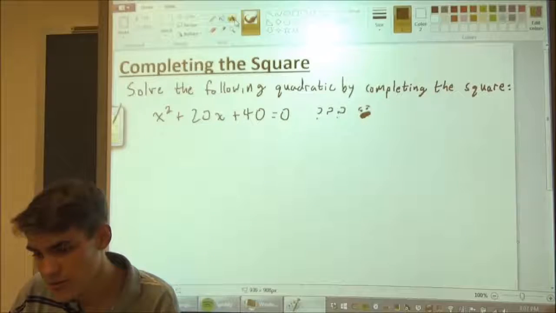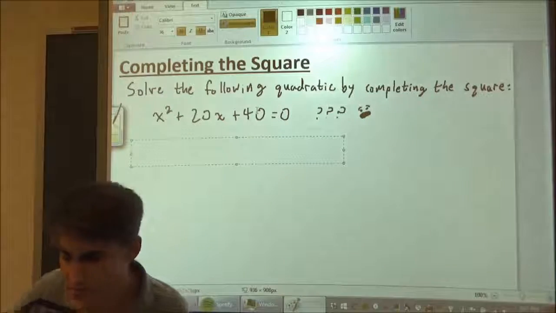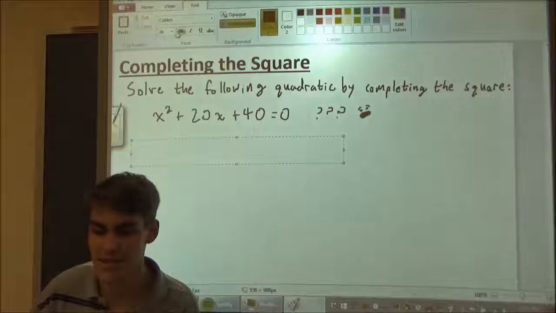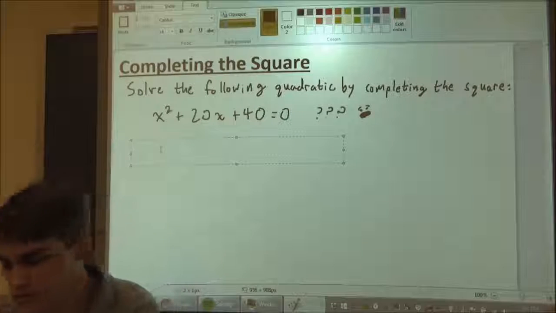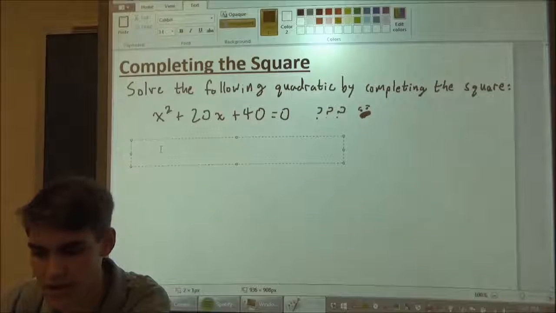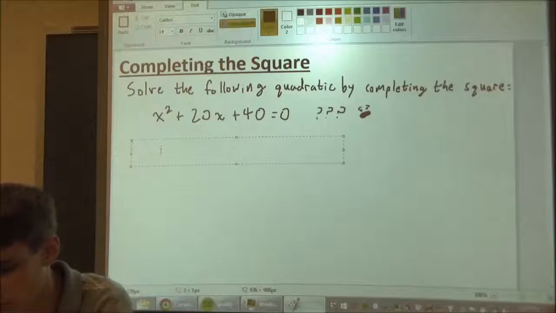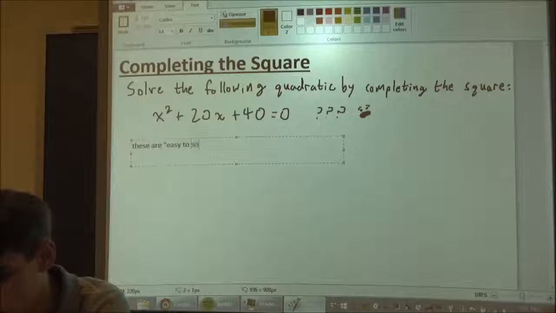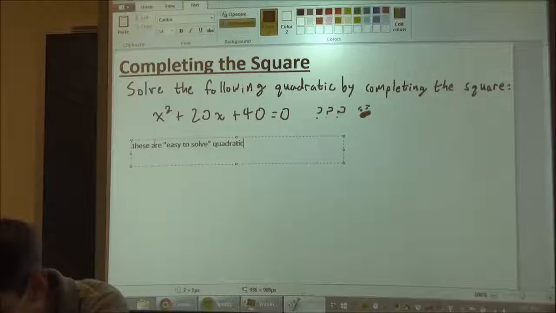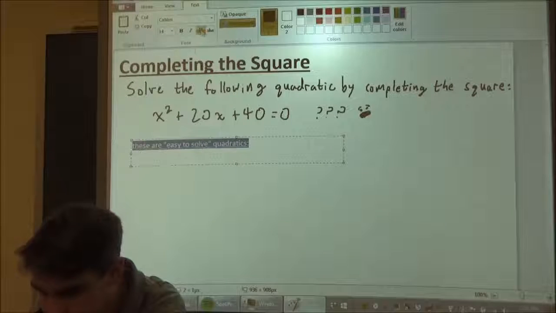So the first thing I want to do is let's go back and look at the first types of quadratics that you learn. These are really simple things. You know the deal. It's like you have something on one side that you multiply, and then you see if those two things you multiply add to give you the middle thing. It'll become more clear when I start actually typing. So these are easy to solve quadratics. Put a little underline on that so it looks fancy.